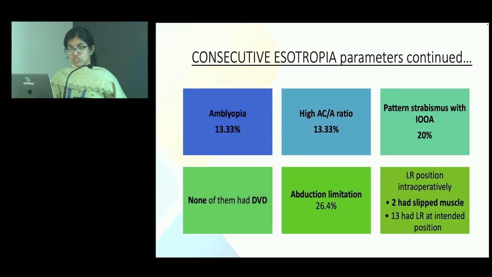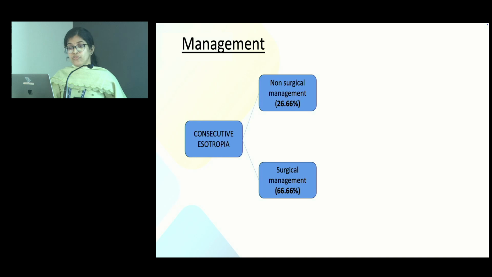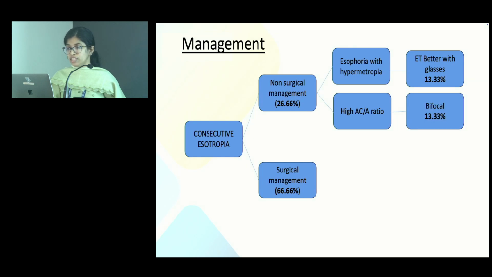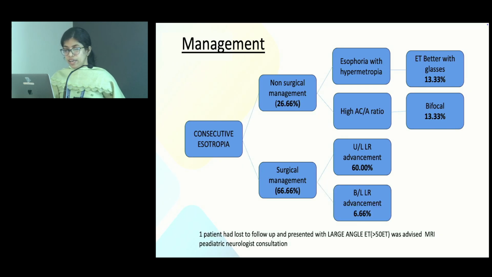Inferior oblique overaction was 20%, none had DVD, abduction limitation was 26.4%, and 2 had a slipped LR muscle. And coming to the management, 26.66% were better with non-surgical management, and 66.66% required surgical management. Of the non-surgical management, 13.33% were better with hypermetropic correction alone, and 13.33% with high AC/A ratio were better with bifocals. Among the surgical management, 60% required unilateral LR advancement, and 6.66% required bilateral LR advancement.